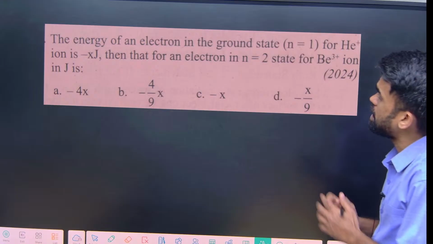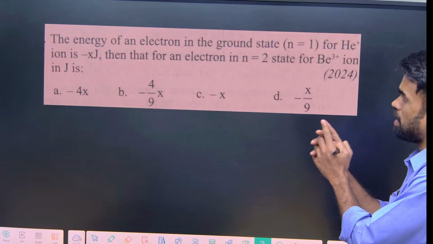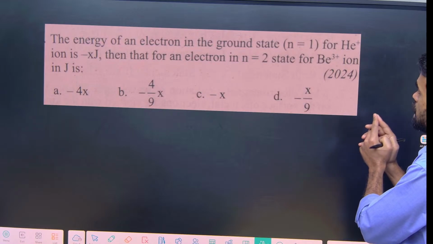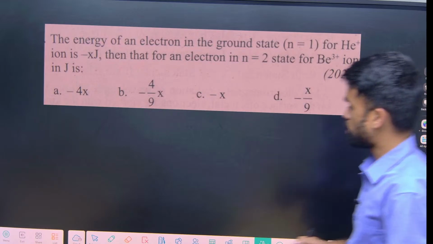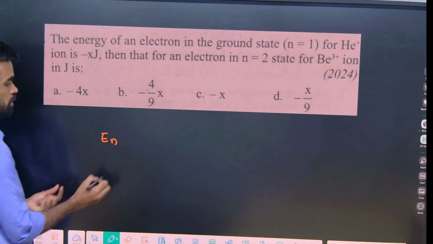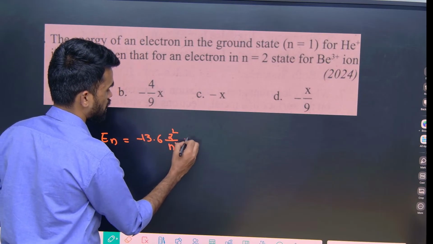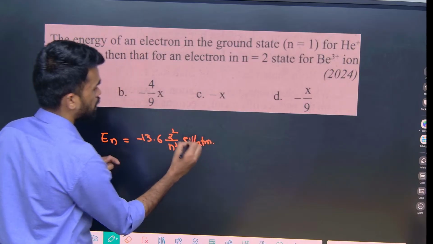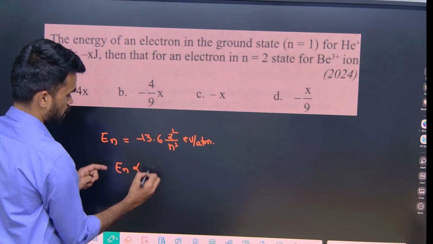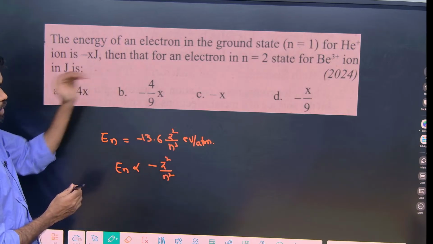The question says the energy of an electron in the ground state for helium ion is minus x joules. Then that for an electron in n equals 2 state for beryllium ion will be. So what is the formula we have here? Energy of an electron in nth orbit is equal to minus 13.6 Z square by n square electron volt per atom. So from here you can relate that energy is proportional to minus Z square by n square. So from here you can get one of these answers.